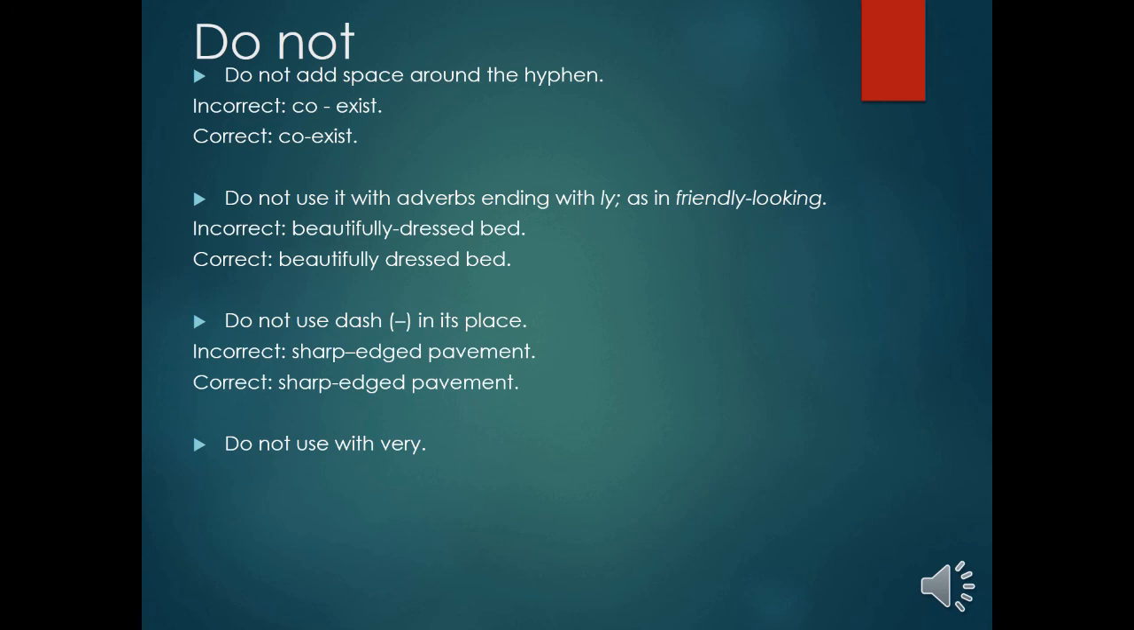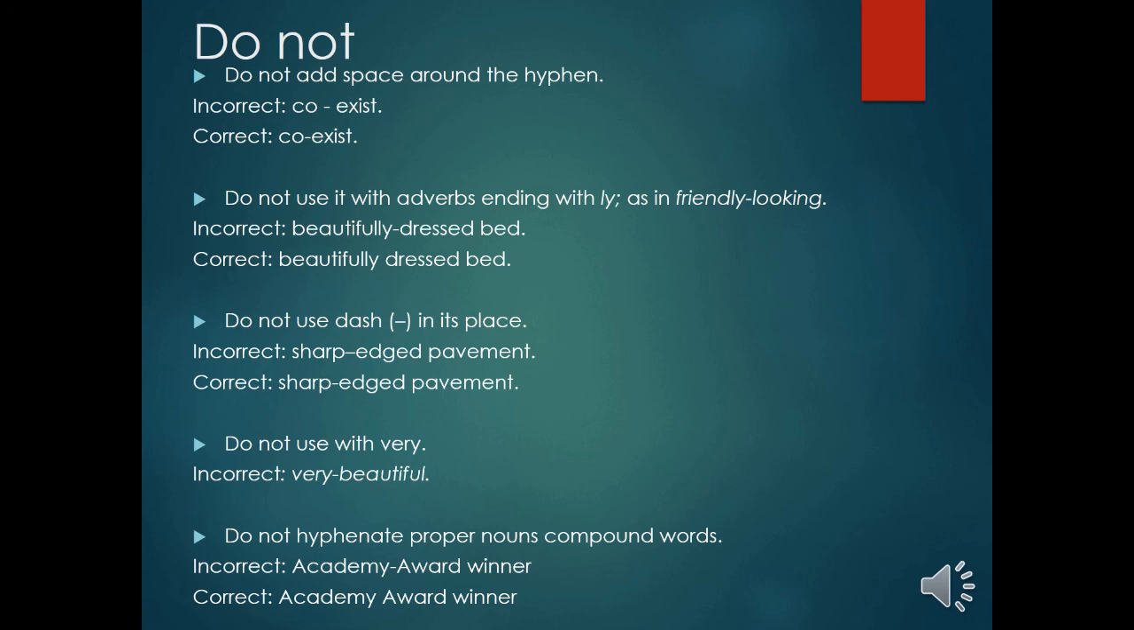Do not use the hyphen with very. It's incorrect to say very beautiful and then use the hyphen between very and beautiful. Okay? Do not hyphenate proper nouns, compound words. That is, when you have a proper noun that is a compound word, you should not use the hyphen. Example is academy award. Academy is a proper noun. Award is a proper noun. So when you're saying academy award winner, the two words are going to stand separately. They will not be joined by using the hyphen because they are both proper nouns.